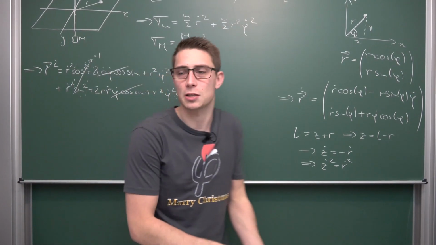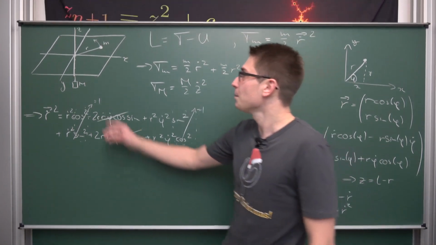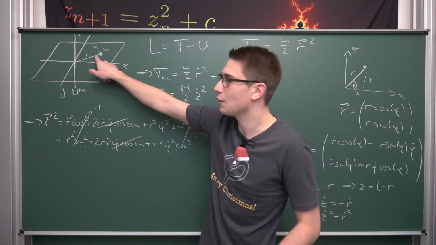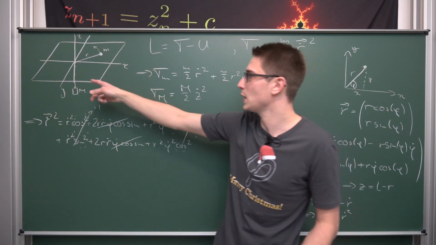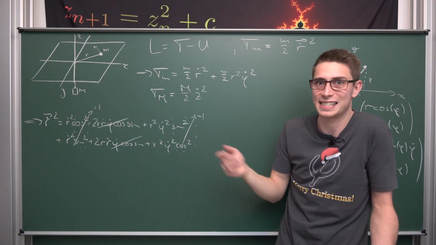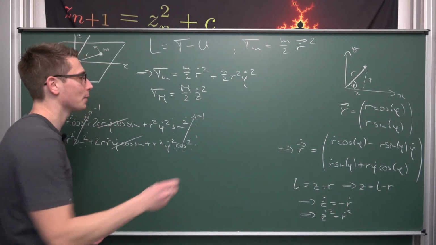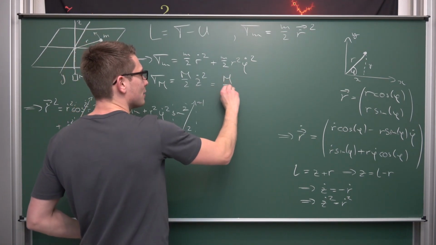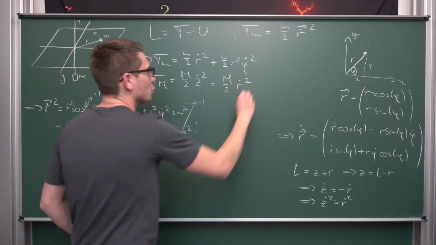It's the same situation as with the Atwood machine. If both masses are coupled with the same string, then if r changes over time at a certain rate, then z is going to change over time with the same rate. Does make perfect sense if you think about it for a second. Meaning the kinetic energy for this big mass is nothing but M over 2 times r dot squared.